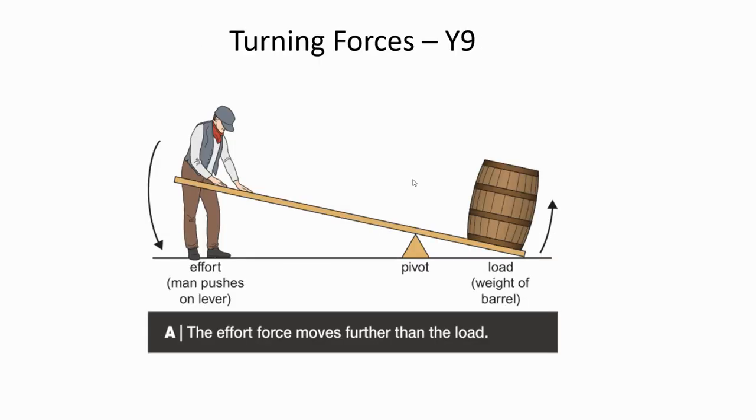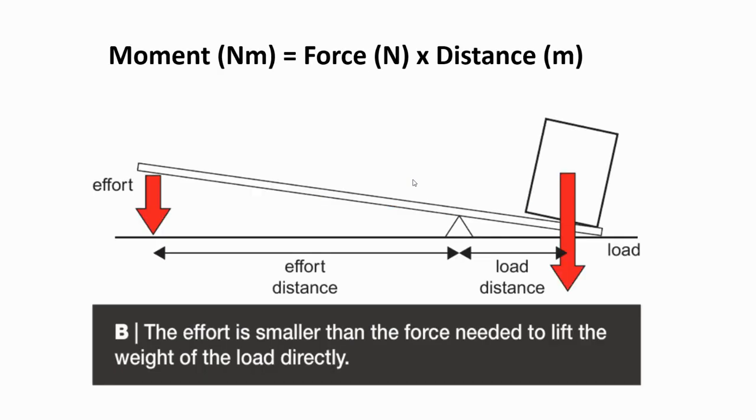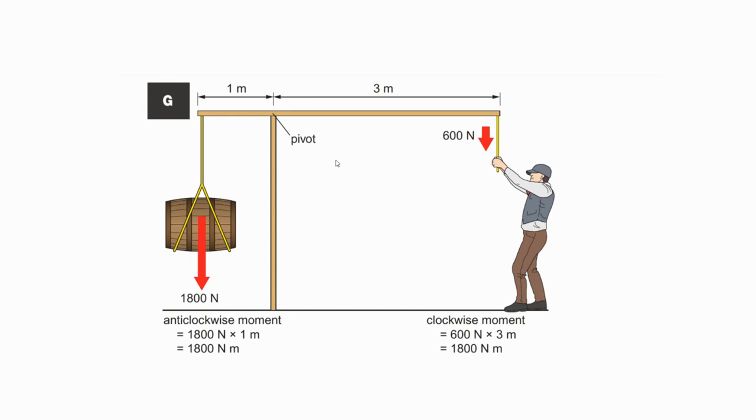So in conclusion, we use the idea of levers to increase the size of a force, producing a turning force, which is also called a moment. The equation for moment is force times distance, where the distance is the distance between the force and the pivot. And when moments either side of a pivot are equal to each other, i.e. the anti-clockwise moment equals the clockwise moment, then we know that the forces or the moments are balanced and you have a balanced scenario.